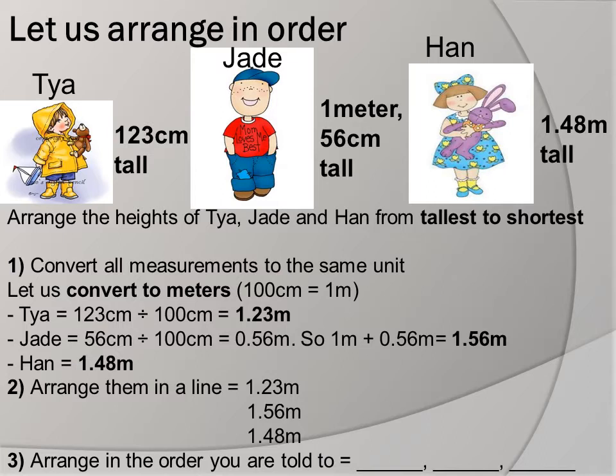Now, what are we expected to do? Who is the tallest and who is the shortest? That's exactly what we're meant to do. But look at each of the measurements except for Tyre. You'll find out that Jade has meter and centimeter, and Han also has 1.48. So there might be one or two things we need to do to put things in order here. Now let's look at the first thing we're required to do.